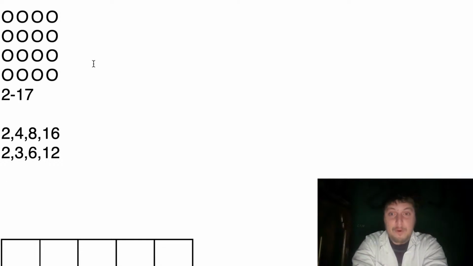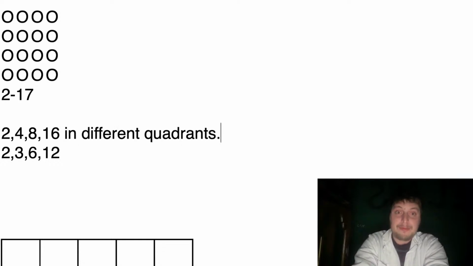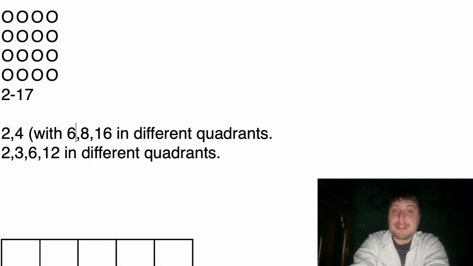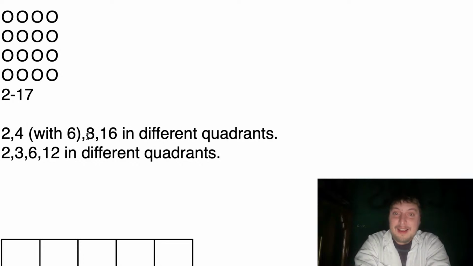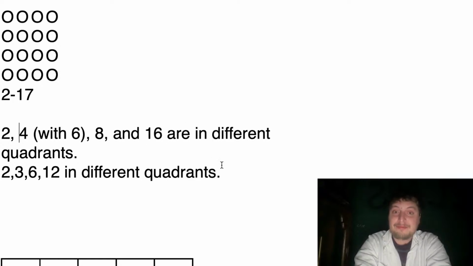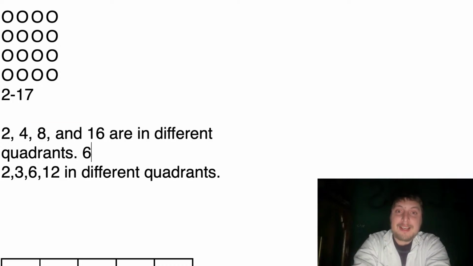So on the 4x4, our notes would be, so far, just that those are in different quadrants. And what we noted about the 6, let's combine into this. 2, 4 with 6, 8, and 16 are in different quadrants. Or here, we'll move the with 6 to combine with the rest of this. We'll say 6 is in the same quadrant as 4.